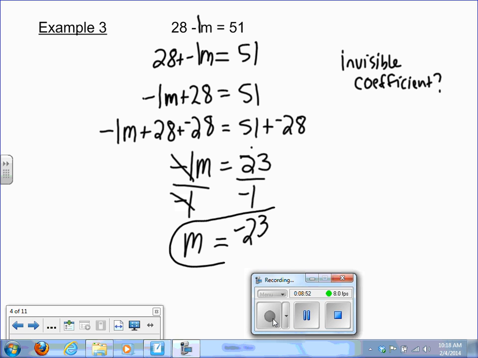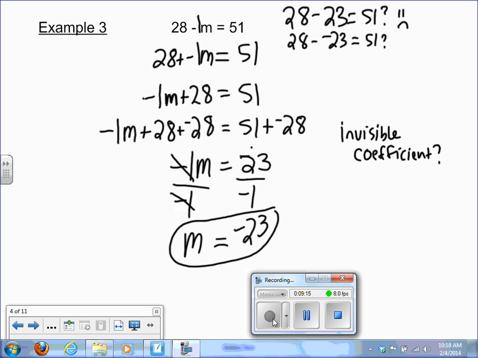negative 23. Now, you will notice that if you don't do that step, you're going to think the answer is 23. Okay? Is 28 minus m, 23, equal to 51? No. But is 28 minus negative 23 equal to 51? Yes, because of equivalent addition. We got the answer right. So you have to be careful with your negative sign.